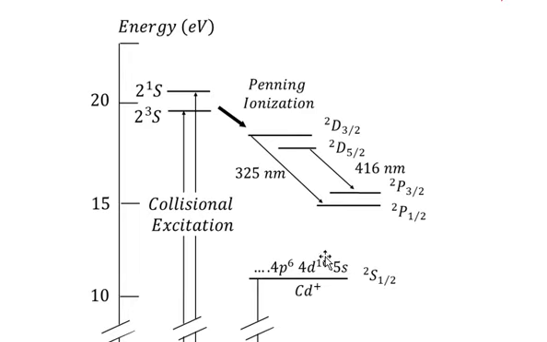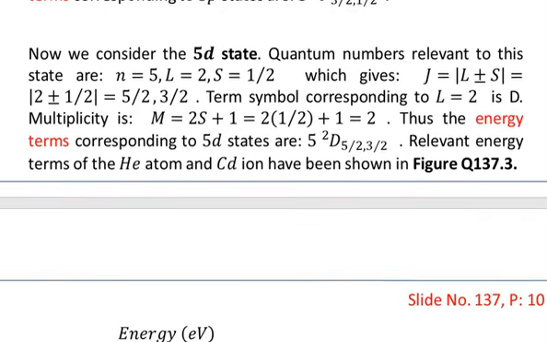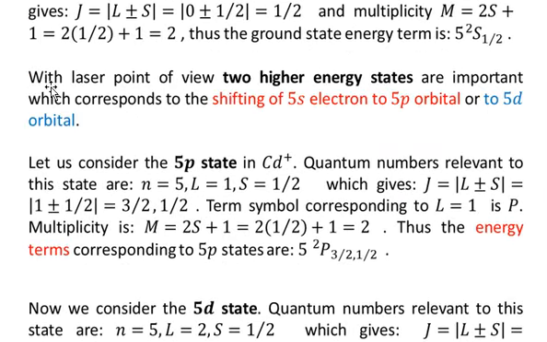So this 5s electron is raised to the 5p orbitals or to the 5d orbitals, even lying higher to that one. So these electrons will be raised to either 5p or to the 5d levels. So with the laser point of view, two higher energy states are important with the corresponding shifting of 5s electrons from the cadmium ion to either 5p orbitals or to the 5d orbitals.